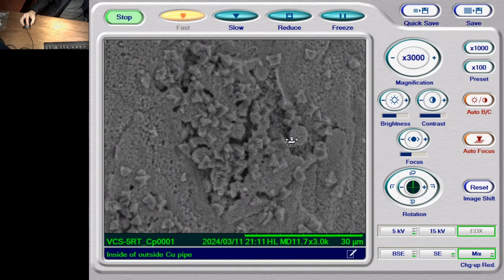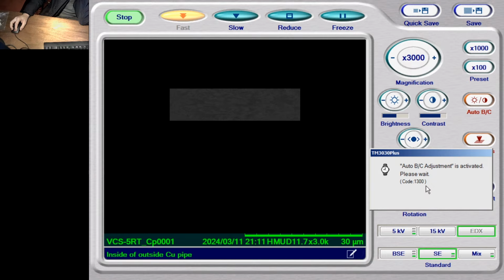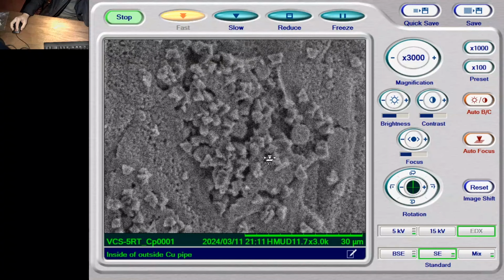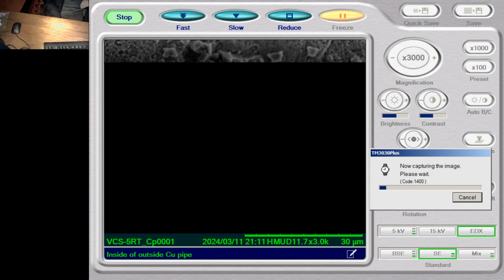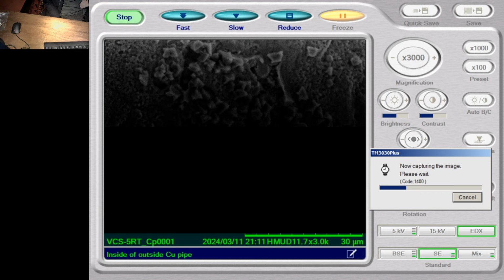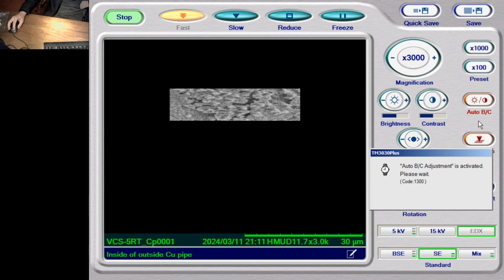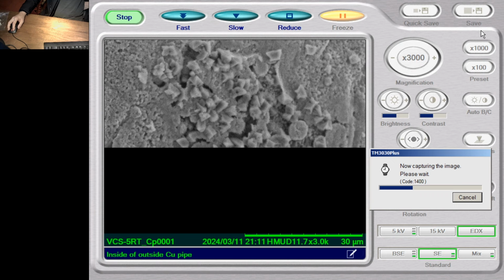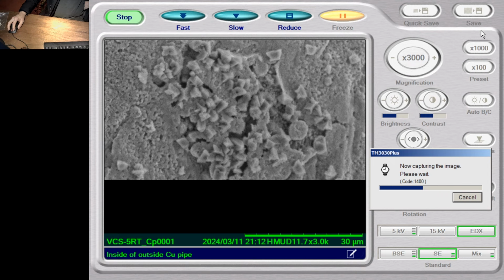What are these? We look at the secondary electrons here and see if we can see something a little bit more crisp. Let's do an image there. See if it pulls out some geometry. It's getting a bit dark. Yeah, it's absorbing those electrons. That's not going to work, is it? Let's try it now. This is the shiny inside of the copper pipe.